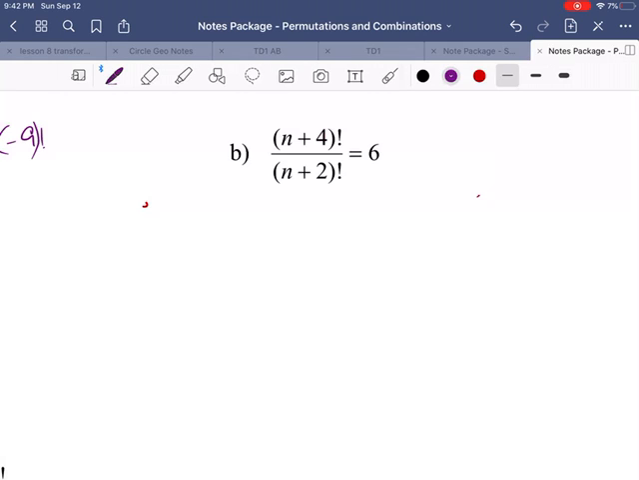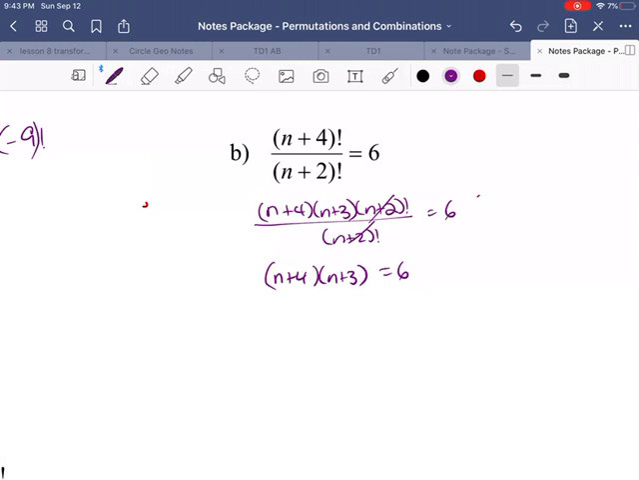This next example, we've got (n+4) factorial over (n+2) factorial. So the numerator is going to be n+4, n+3, and then (n+2) factorial over top of (n+2) factorial. Those will simplify to 1. So you're left with (n+4)(n+3) equaling 6. Now it's tempting to say n equals -4 and n equals -3 and job done. However, that's not the case because we need it equaling 0.